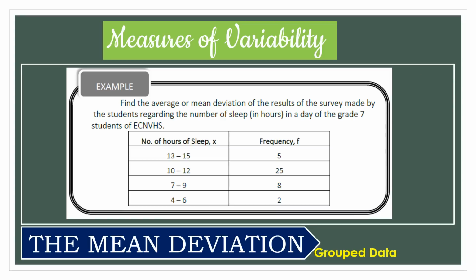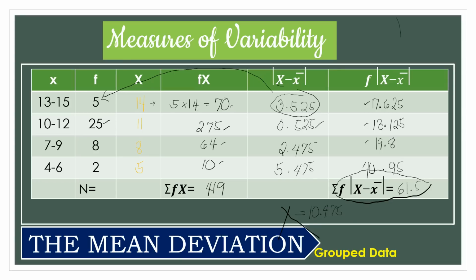Let's have this example. Find the average or mean deviation of the results of the survey made by students regarding the number of sleep-in hours in a day of the grade 7 students. Okay, so here is our data. Follow our steps. Alright, so we have here our expanded table. We have here the given value of x, and then its frequencies.